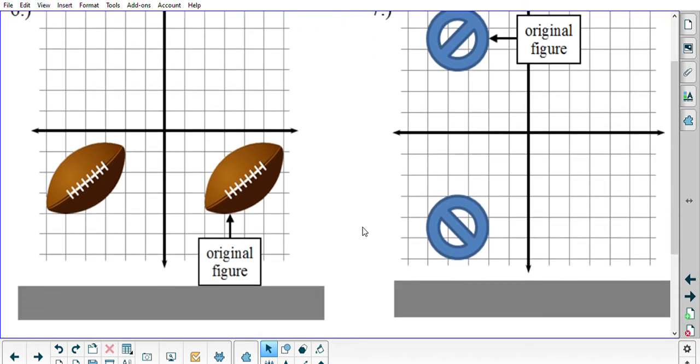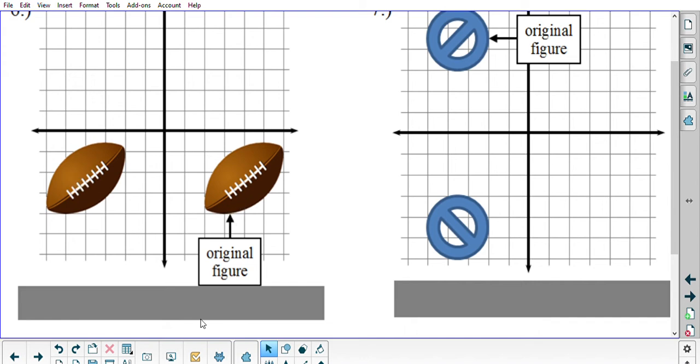Problem number 6. We have the original football over here on the bottom right. It now has moved to the bottom left. Has the orientation been flipped? No. So this is not a reflection over the y-axis, because if it would be, then the football's orientation would have been flipped. This football looks exactly the same on the right as it does on the left. Therefore, if you thought this was a reflection, fix it, erase it, and change it now.